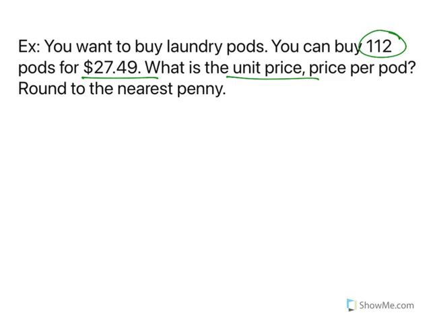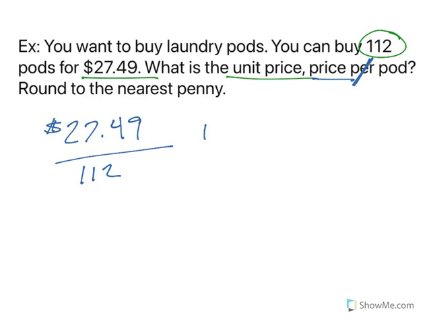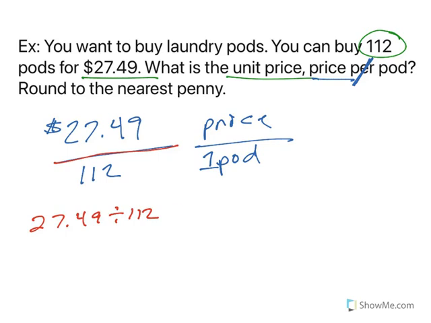So to find price per pod or unit price, when you see the word per, that's a division. Okay, so price means we're going to put the price in the numerator and the number of pods, right? So price per pod. That's what we think about with unit price. We want per one pod. Well, remember that the fraction bar is basically division. So when we divide, we're going to take 27.49 divided by 112, and that gives us 0.24544, and it goes on and on and on.